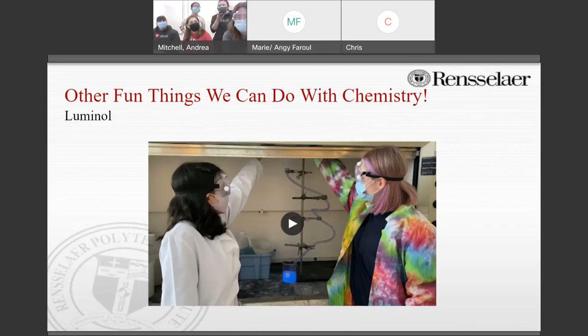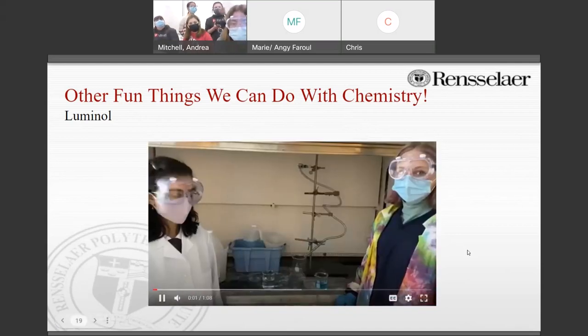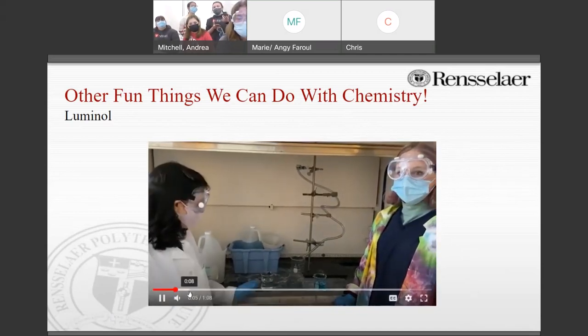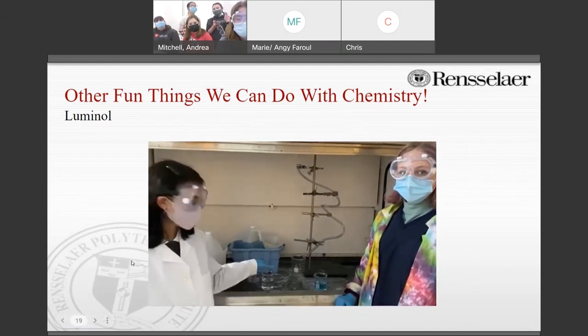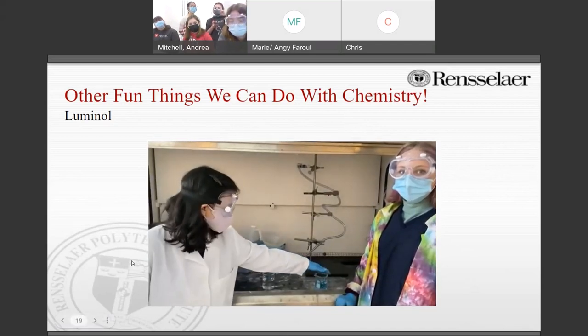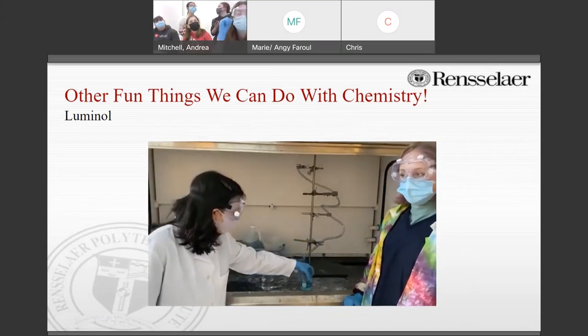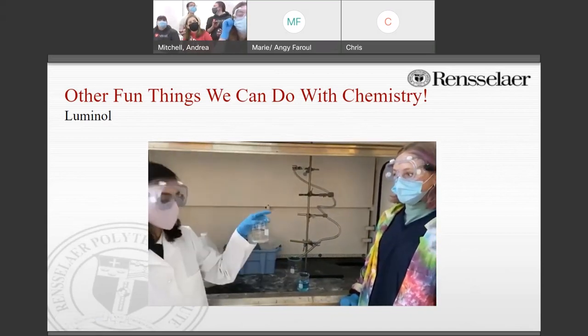So the second one is just named Luminol. Luminol has applications in crime scene investigations, actually. You can put it down and it will detect any traces of blood. It will fluoresce. So here there's a hydrogen peroxide solution and a Luminol solution. And when they mix, they're going to fluoresce and you're going to see it going down the tube. Which is pretty cool.